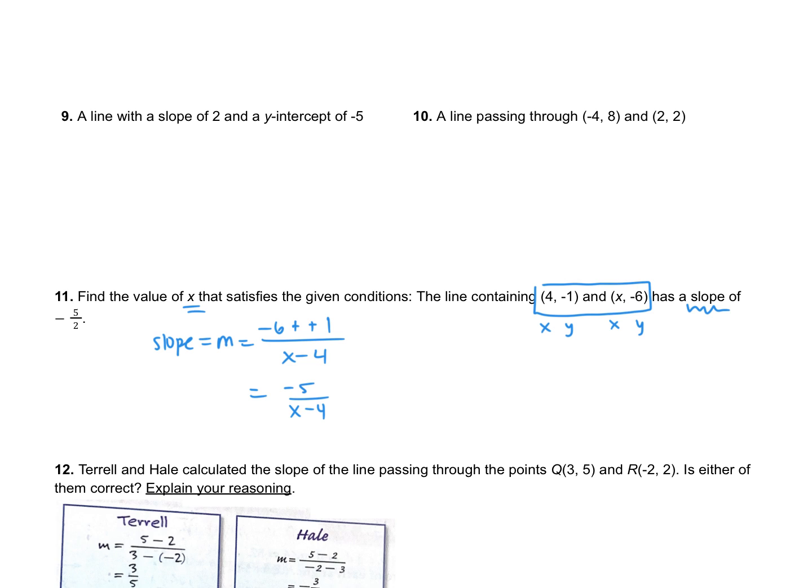But we already know what the slope should be. It tells us the slope has to be -5/2. Now, here's where we might get a little messed up. That negative belongs to the 5 or the 2, not both of them. Considering the 5 is negative over here, don't you think it would be convenient to make this 5 negative also? Okay, so the equation that we get then is -5/2 is equal to -5 over x minus 4. And that's what you are solving.